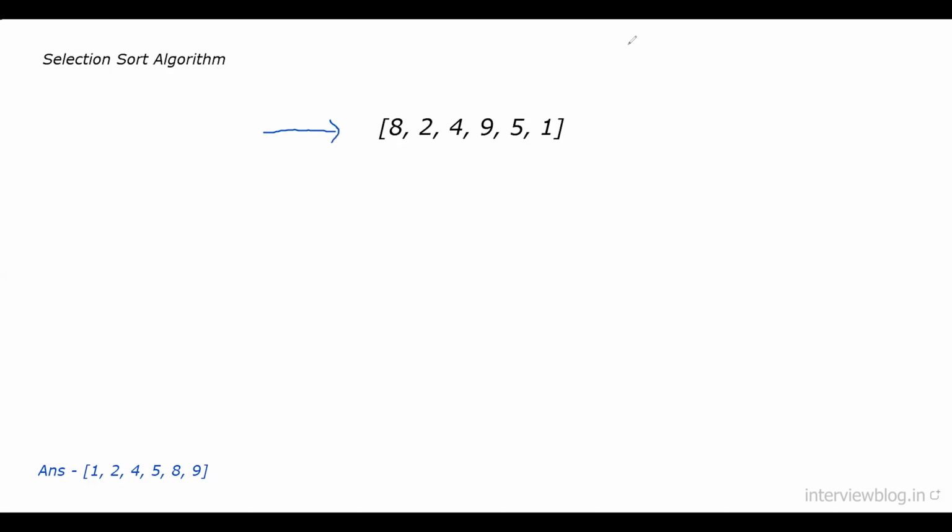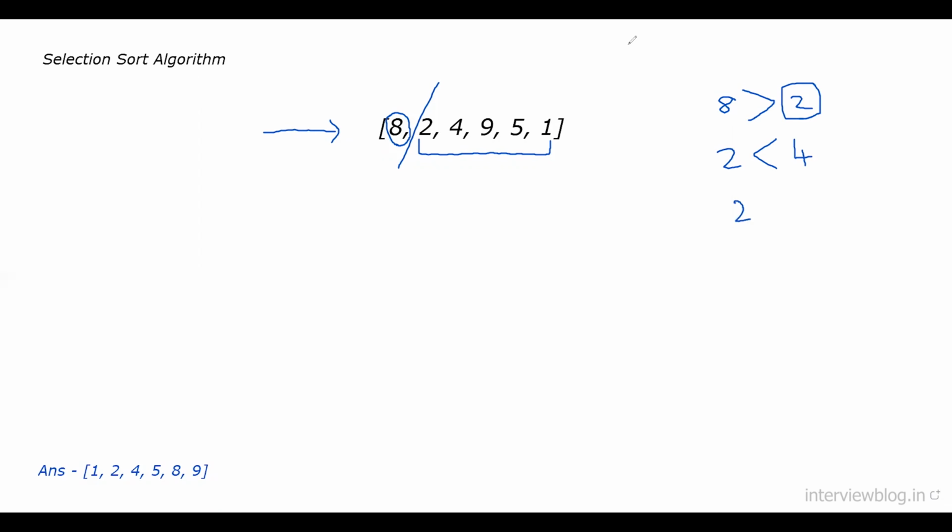So in this example, first I'll be visiting this element 8 and the remaining part of the array would be this part. So in this part, I need to find the smallest element. To do that, first I'll compare 8 with 2. Since 8 is greater than 2, my smallest element would now be 2. Now I'll compare 2, that is my smallest element, with 4. 4 is greater than 2, hence my smallest element will again be 2.